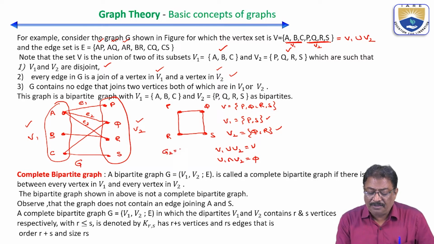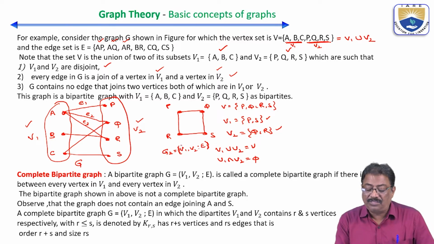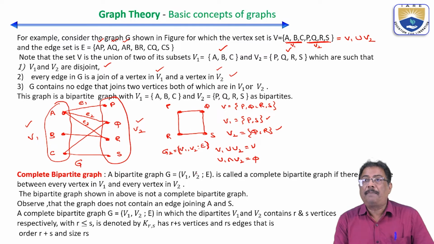So I can write this graph as G with V1, V2 and the edge set. Here the edge set is PQ, QR, QS, SR and PR. Now this graph is known as a bipartite graph, if you partition it in this way.